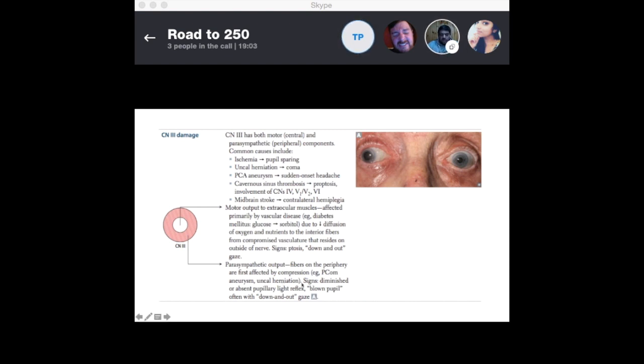So this is when you have absent or diminished pupillary light reflex. When you shine the light, you're not going to get a constriction as you're supposed to see. So you're going to get a blown pupil and often down and out gaze. This picture here shows you a blown pupil because they just have the parasympathetic output issue, which is through the cranial nerve 3.